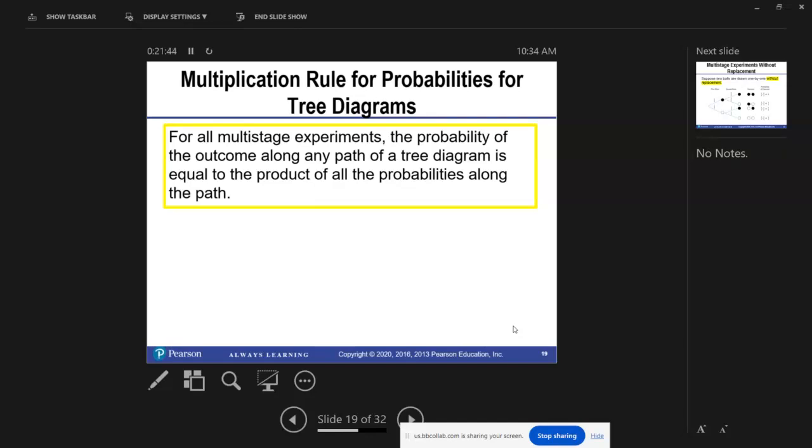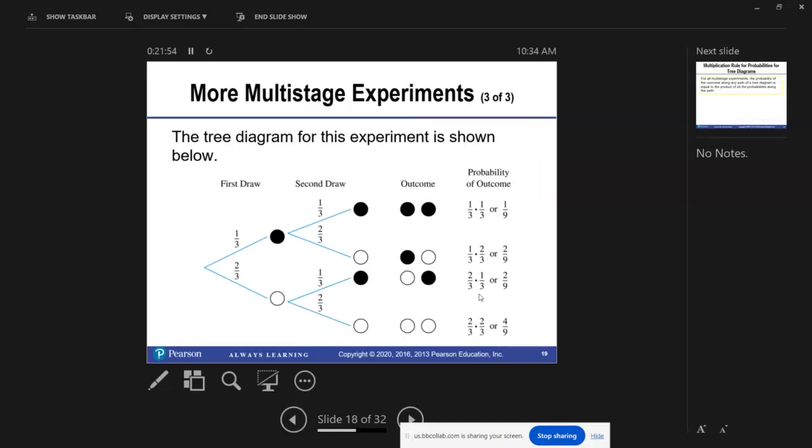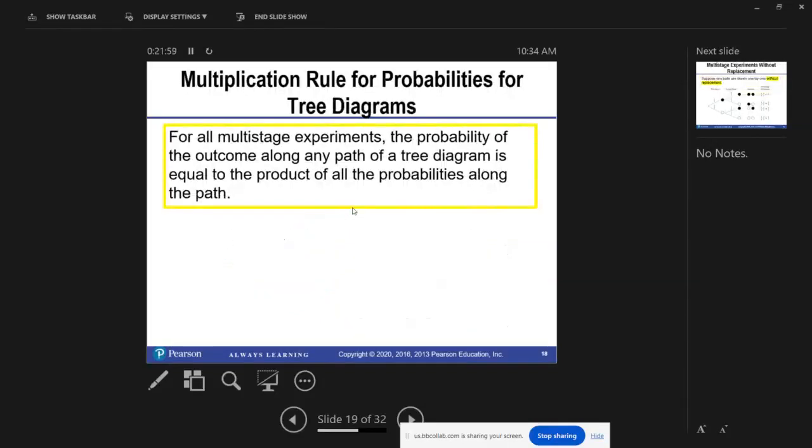Okay, for all multi-stage experiments, the probability of the outcome along any path of a tree diagram is equal to the product of all the probabilities along the path. So that's what we ended up with here: we multiplied the numbers along the path of our tree.